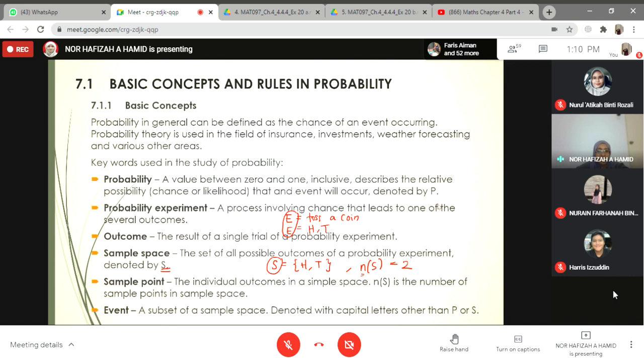Next we have event. An event is a subset of a sample space, denoted with capital letters other than P or S. P is probability. So an event is a subset of your experiment. For example, you toss the coin, and for the event you can assume, say, A. A is getting a head. So A is the event, and an event must be a subset of your experiment.